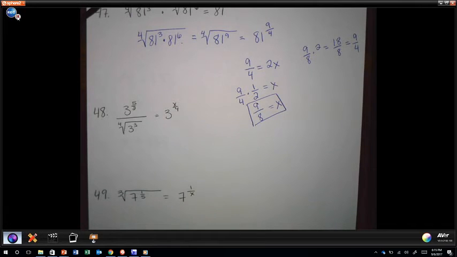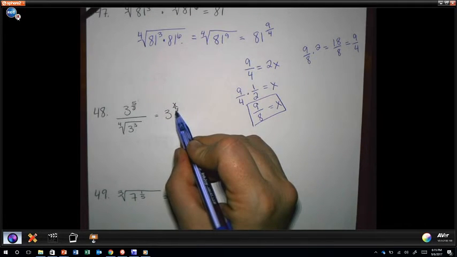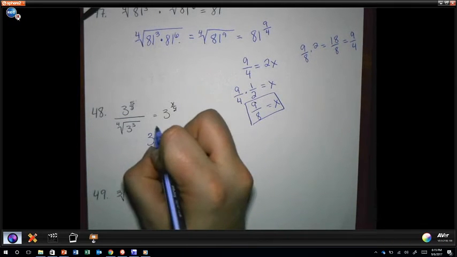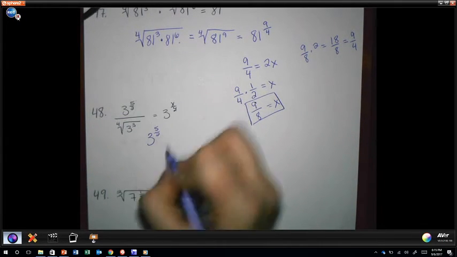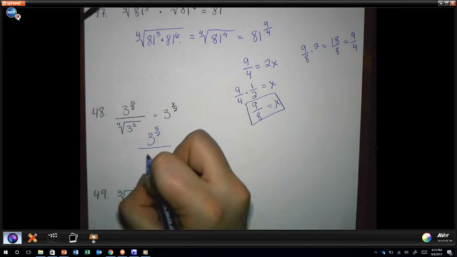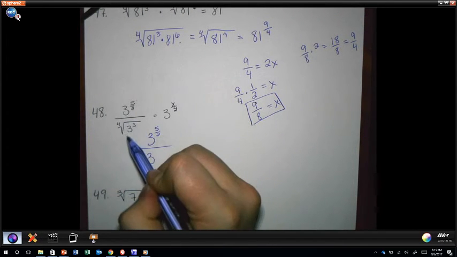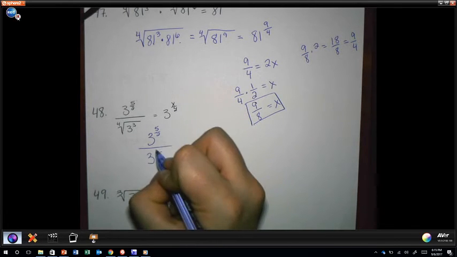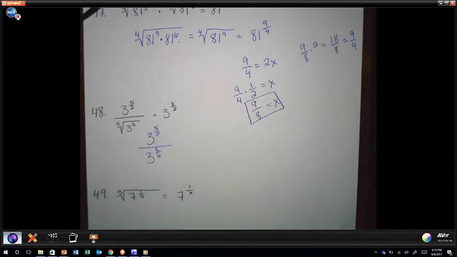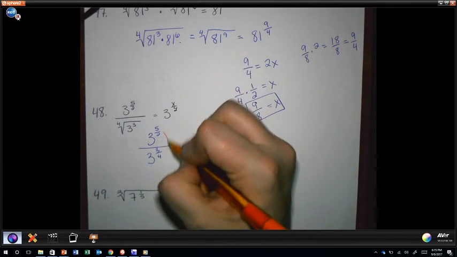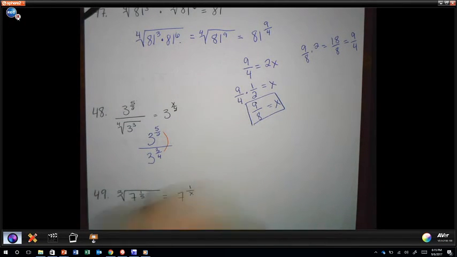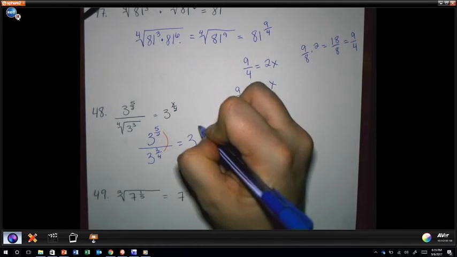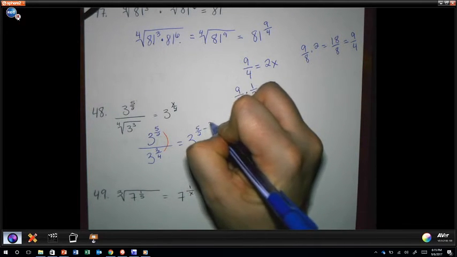For number 48, my answer is in exponential form. So I'm going to change my radical form to exponential form, leaving my exponential form of my numerator. My denominator is 4, and my exponent is 3. Using the quotient rule, I can subtract my exponents. So I need 5/2 minus 3/4.